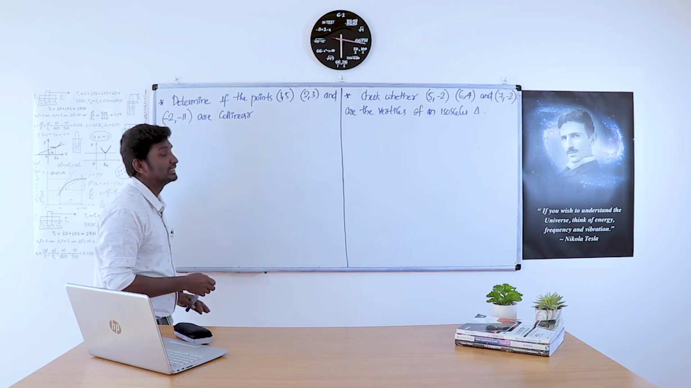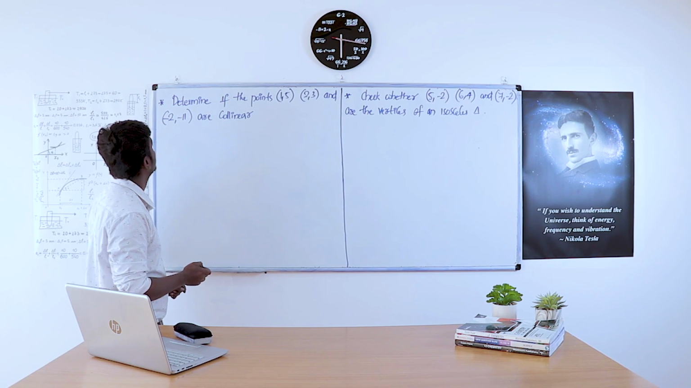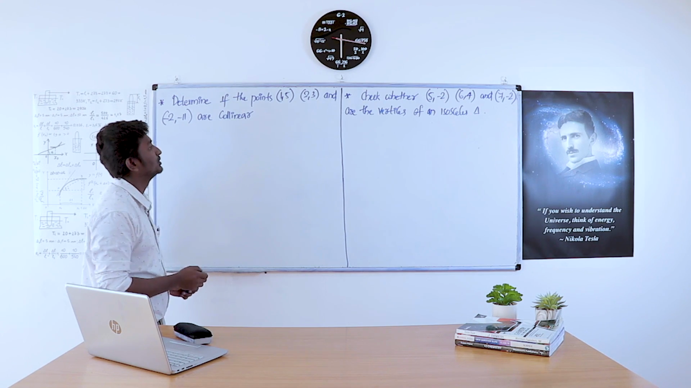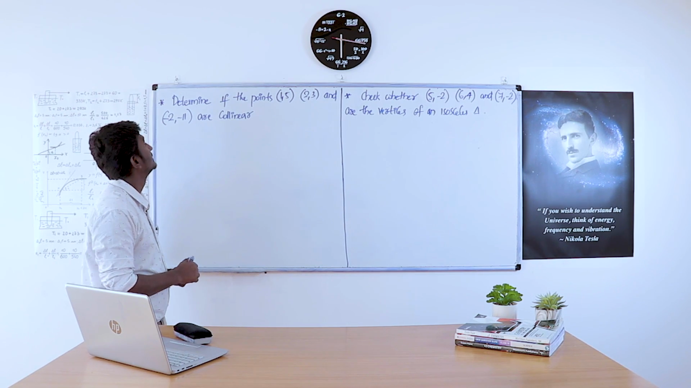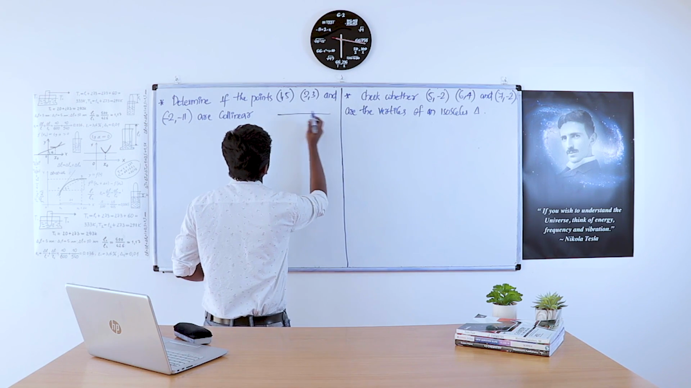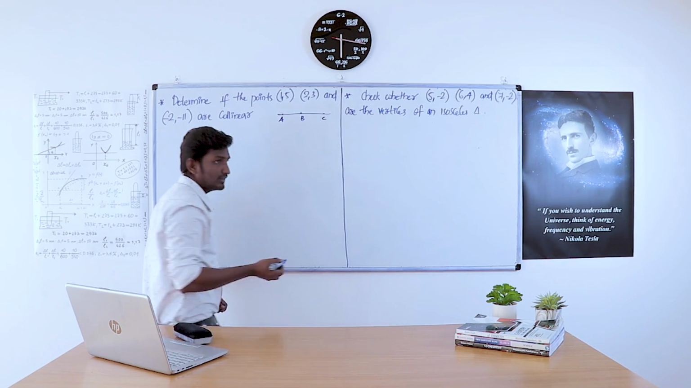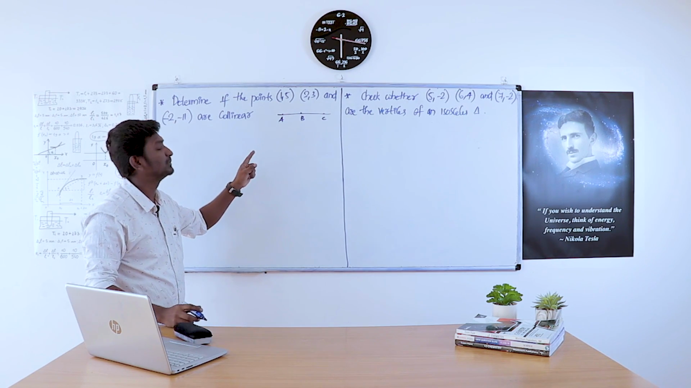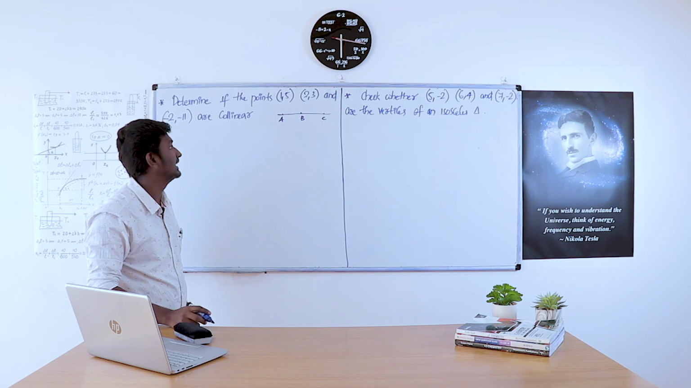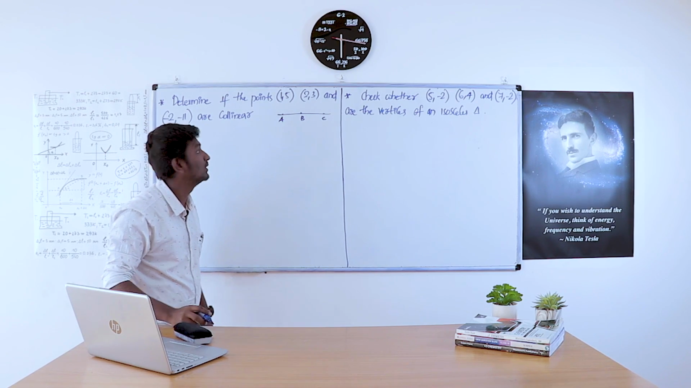So the first question is: determine if the points 1, 5, 2, 3 and minus 2, minus 11 are collinear. What do we mean by collinear points? Consider a line segment. I'm marking 3 points A, B and C. What is the speciality of these 3 points? These points A, B and C lie on the same line. If they are lying on the same line, then these points are known as collinear points.